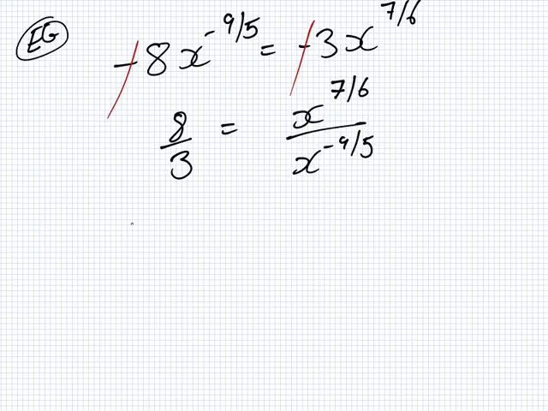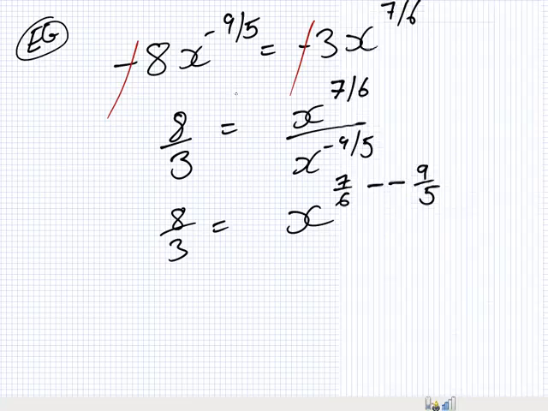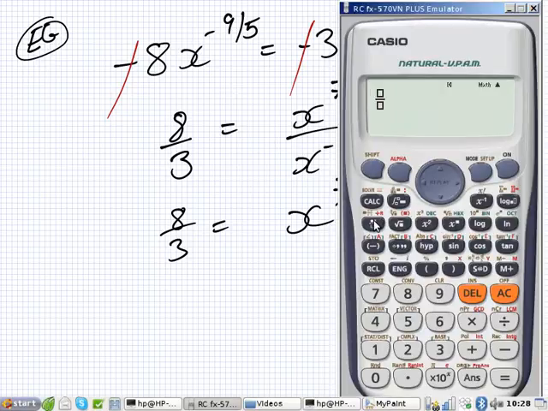Okay. What can I do on the right? What rule can I use? The second rule. So that's 7 over 6 minus 9 over 5, which is 89 over 30.